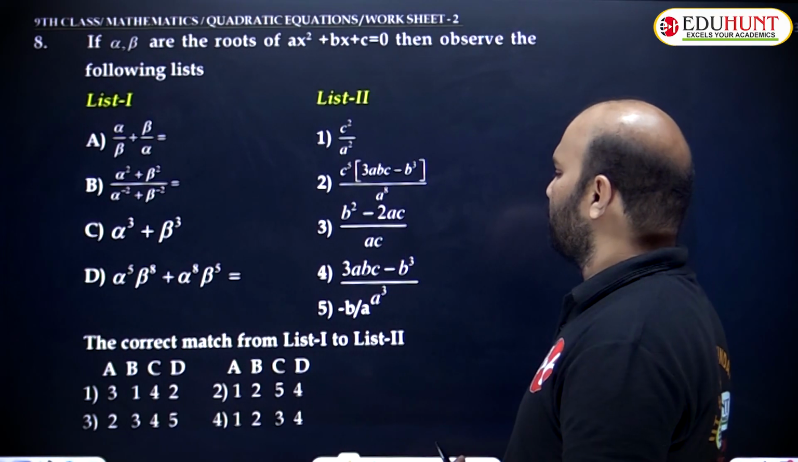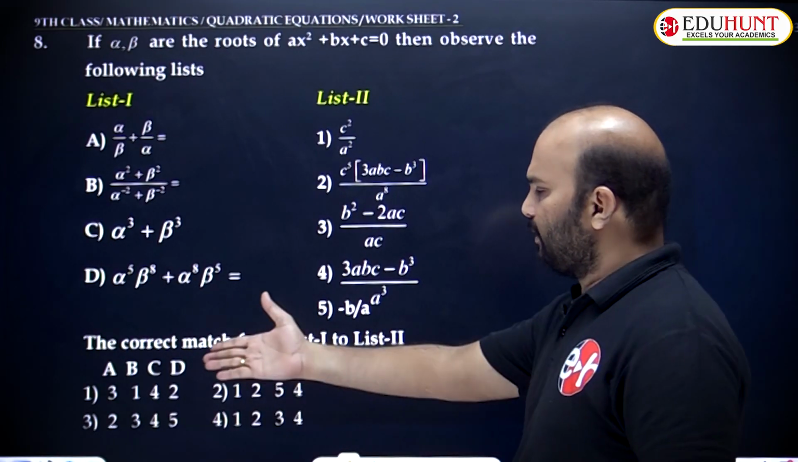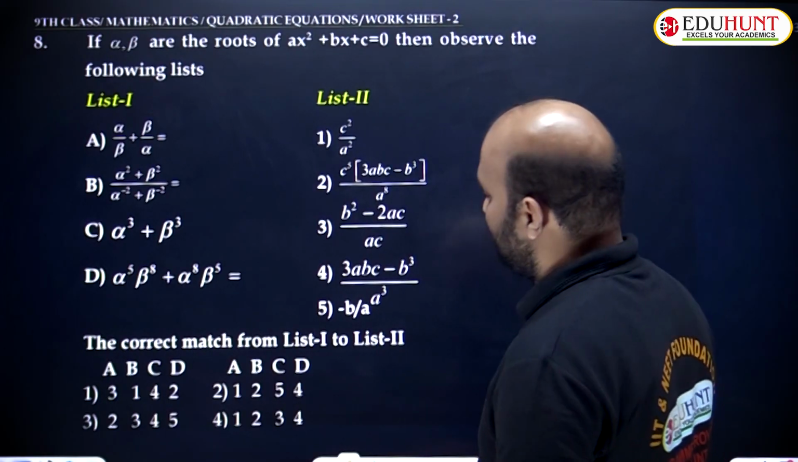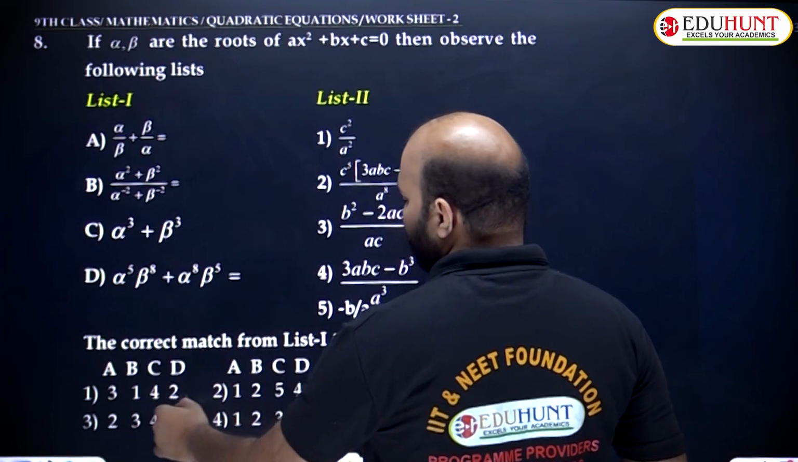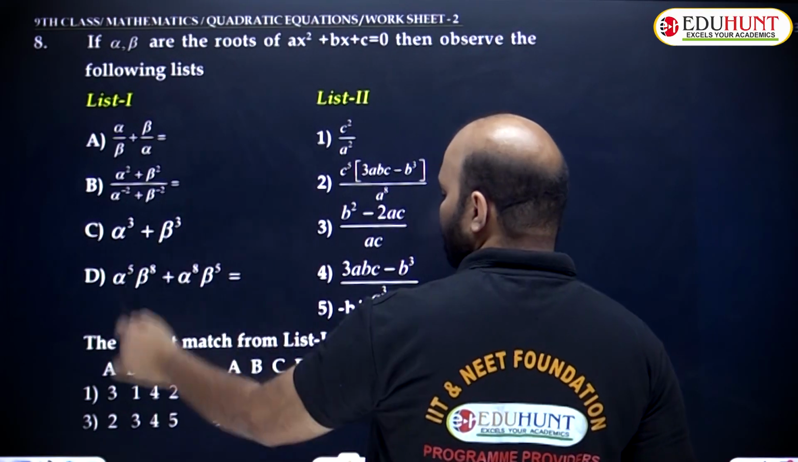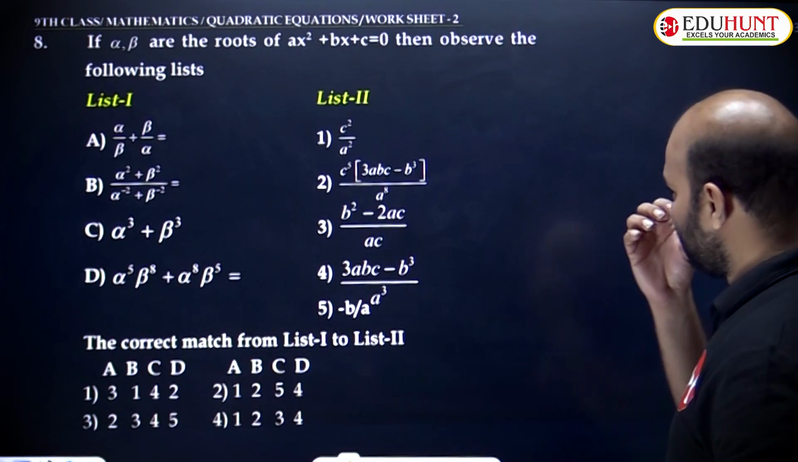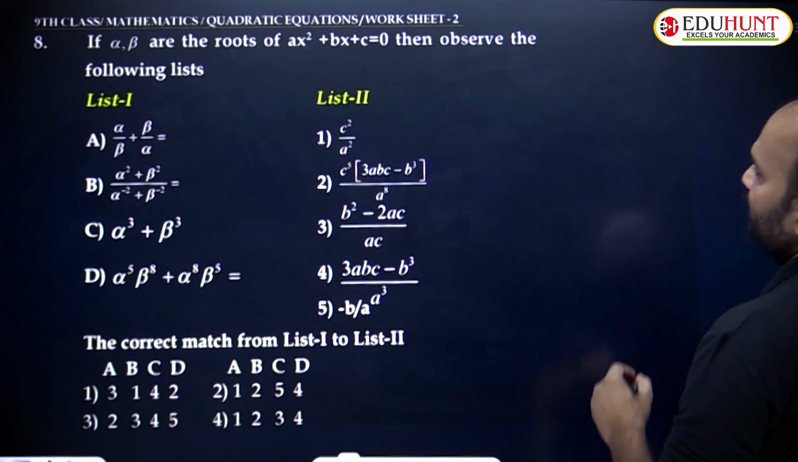So, this is a matching test from list 1 and list 2. Which of the following is the correct matching from list 1 and list 2? Options A, B, C, D are given. First option: 3, 1, 4, 2. Second option: 1, 2, 5, 4. Third option: 2, 3, 4, 5. Fourth option: 1, 2, 3, 4. Am I clear? Clearly we need to verify it here.